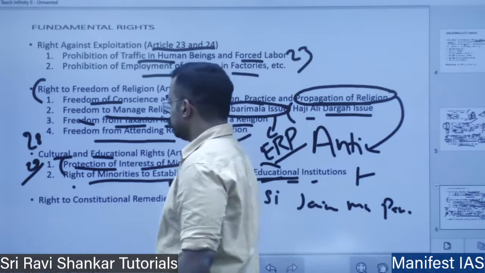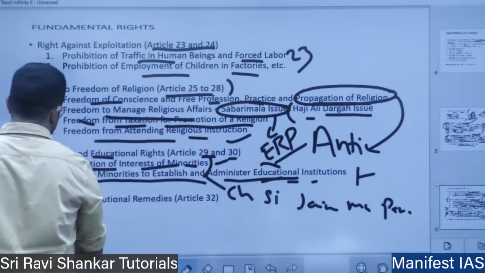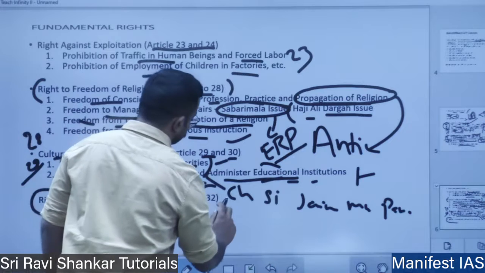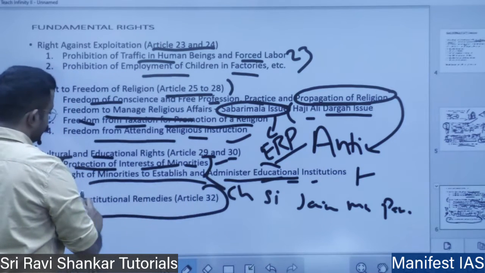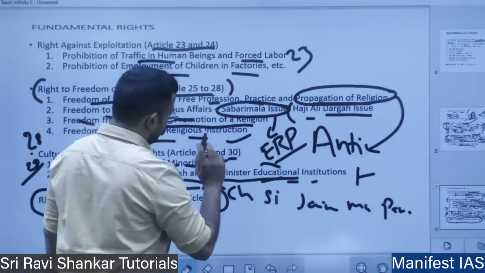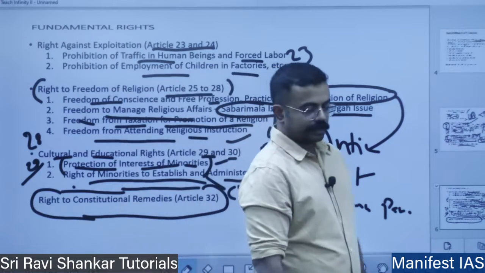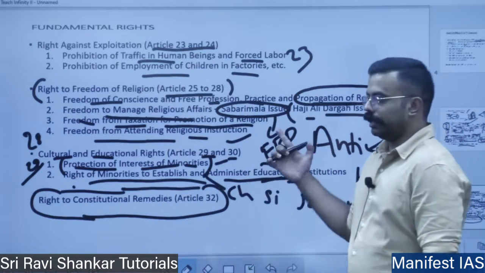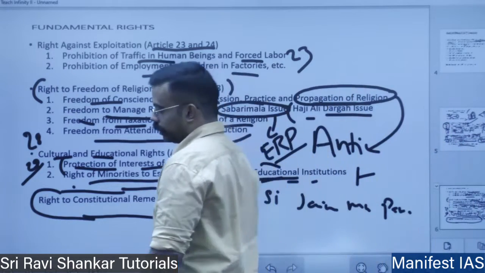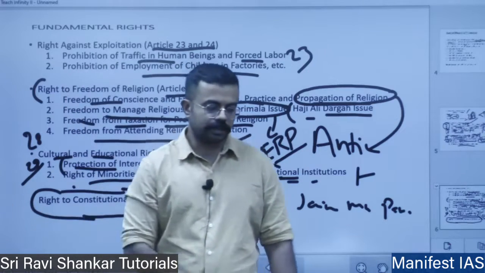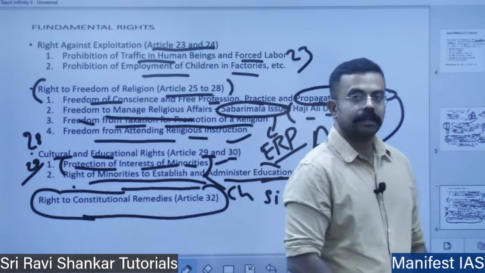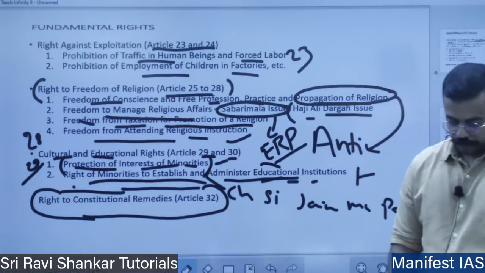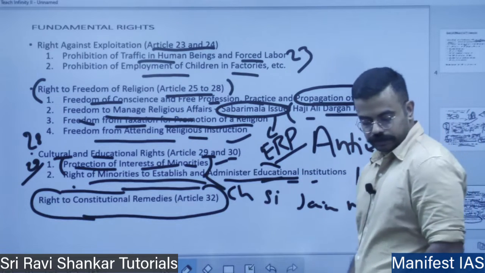Last but not the least, but the most important, right to constitutional remedies. This is the act which gives life to the entire fundamental rights. Without this right, the concept of fundamental right is dead. What does this right say?